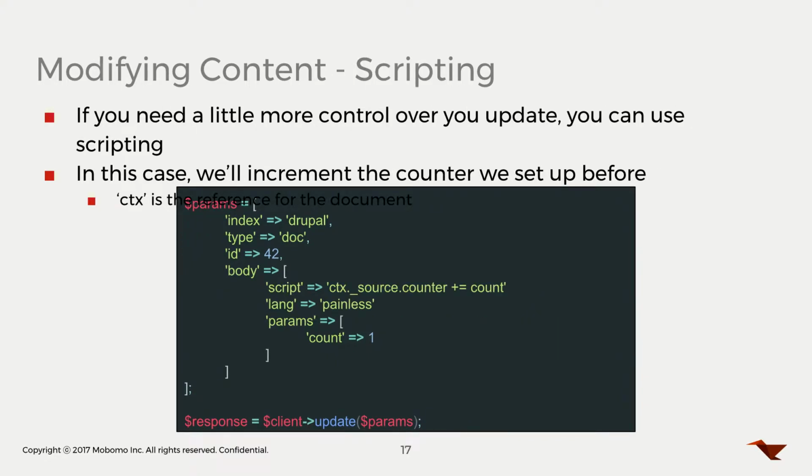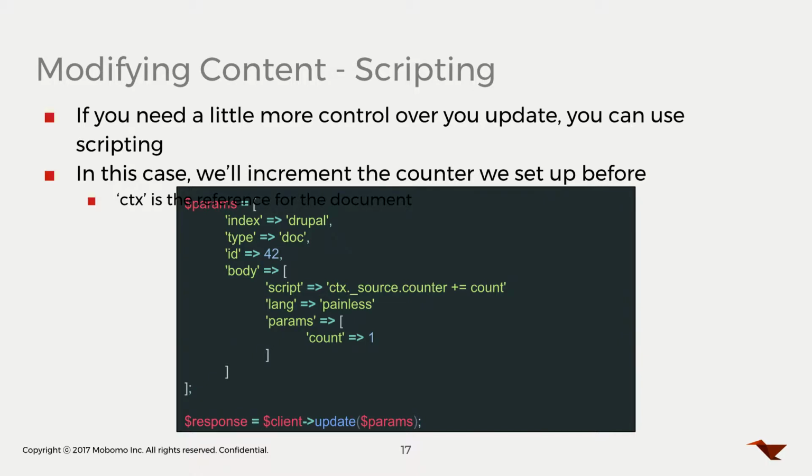The other piece is scripting. Scripting is something I'm not going to talk a whole lot about here, but this is actually one of maybe the most powerful features of Elasticsearch. It has a full scripting language built into it. It's called Painless, which is, I think, kind of a funny name. And it allows you to do all kinds of logical operations on your data. In this case, we're going to do something very simple, just to show it off.